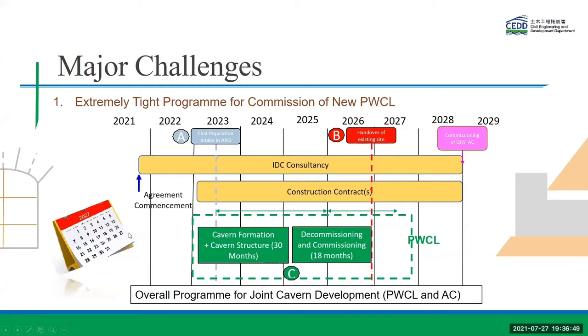The new PWCL will be commissioned by early 2026, while the GRS archive will be commissioned in end 2028. The first key constraint will come in the middle of 2023 due to the initial population intake on the Anderson Road quarry site. It is expected that the construction method and progress will be affected in order to minimize the disturbance to the public. For the PWCL part, we aim to complete the construction work within 30 months in order to release the existing land for land sale in late 2026.